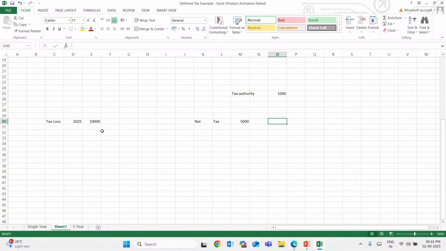So from the tax laws, under the 10,000 you will deduct 1,000, so the tax loss will remain 9,000 after the deduction, and the tax will be lowered down to 4,000, right?